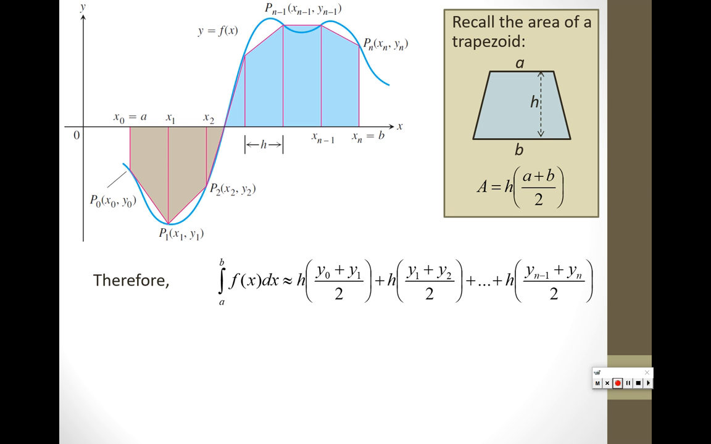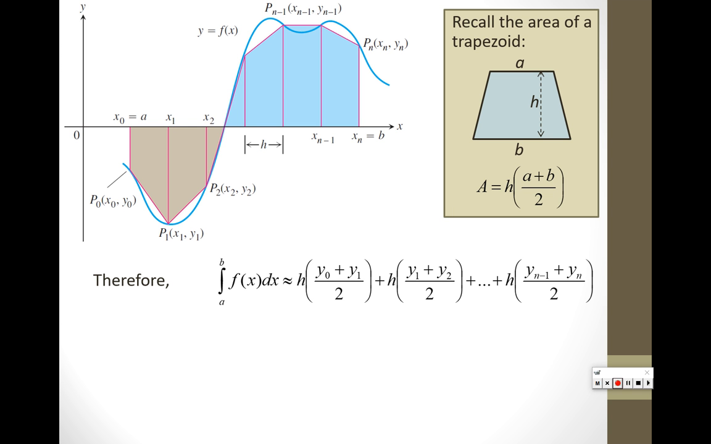Let's just talk about the first one, okay? Let's talk about this first trapezoid right over here. The farthest left trapezoid. If we wanted to find its area, we'd go h, which is its height. H, yes? Then we'd average the top and bottom widths, which are y0 and y1. So you go y0 plus y1 divided by 2.